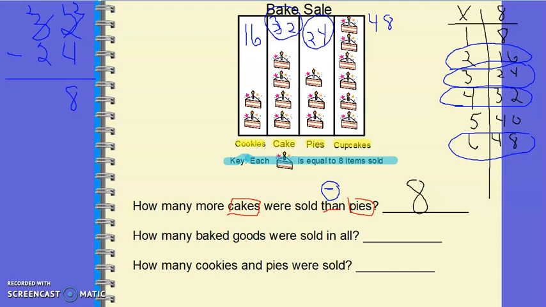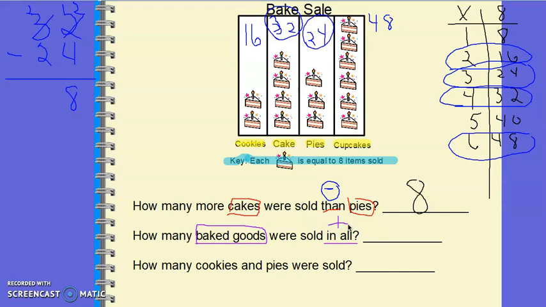So let's look at this. How many baked goods? Well, all of the items on my pictograph were all baked goods. The cookies, the cake, the pies, and the cupcakes. And it's telling me that it wants to know how many were sold in all. And I know that I'm trying to find the total of all of them. So I have to use addition.